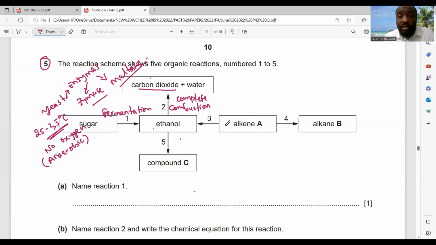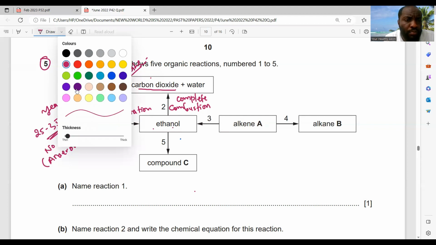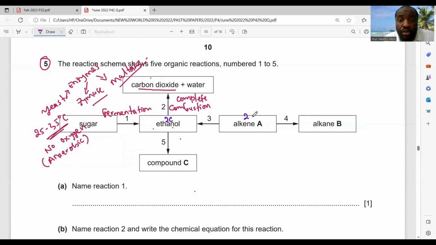Thank you. The third step or third reaction, we have alkene to your ethanol. I might change my pen. Let me move to purple, violet. Alkene to your ethanol. So if this is a 2-carbon alcohol, then this should be a 2-carbon alkene. And the 2-carbon alkene should be an ethene, right? That's it. So in other words, my compound A is ethene. That's the alkene A should be ethene. Take note. So we're done with that.